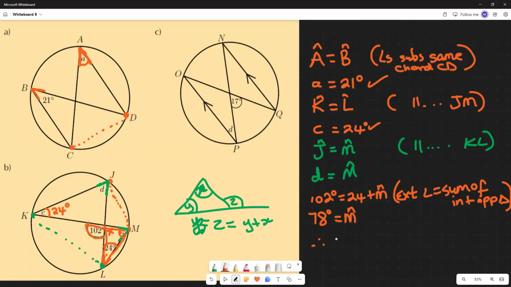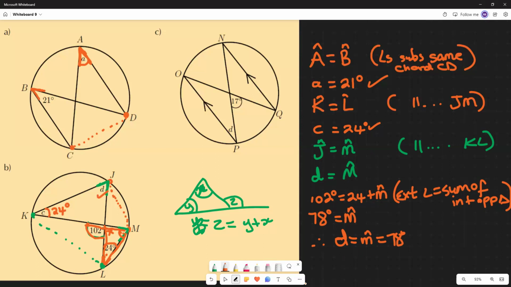Therefore, we can see that D, which is the same as angle M, is going to be 78. All right, so we got that D. Perfect. So now, ladies and gentlemen, let's go to the next figure.